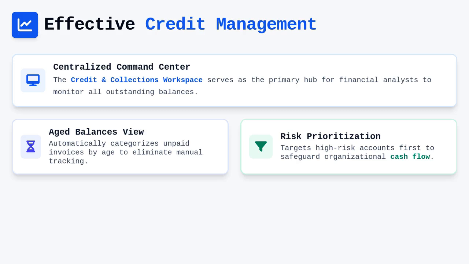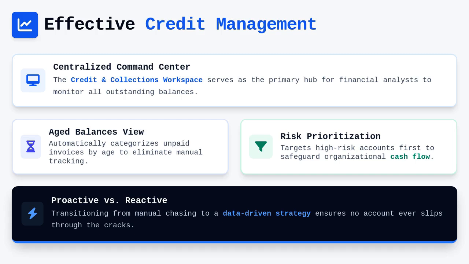This prioritization is crucial because it allows the collections team to focus their limited efforts on accounts that represent the highest risk to the organization's cash flow. Rather than manually tracking each invoice, the system automatically groups overdue transactions, ensuring that no account slips through the cracks. This structured approach to data is what separates a reactive collections team from a proactive, data-driven one.